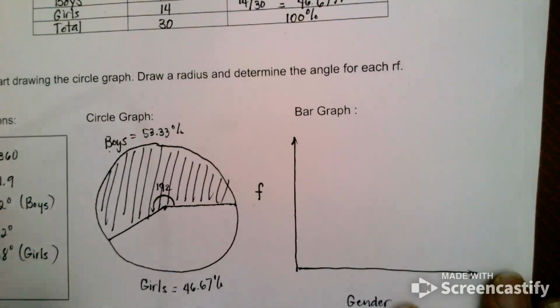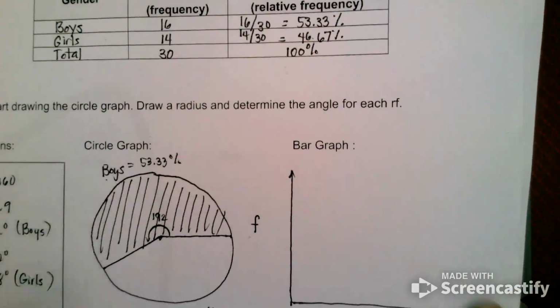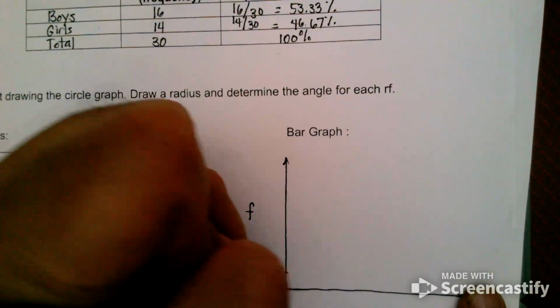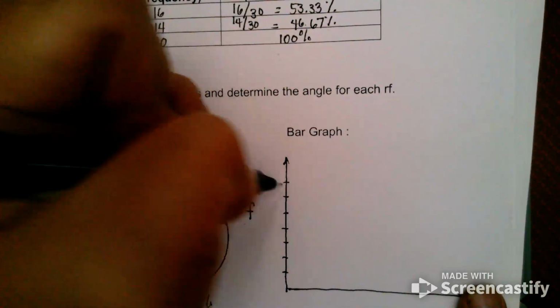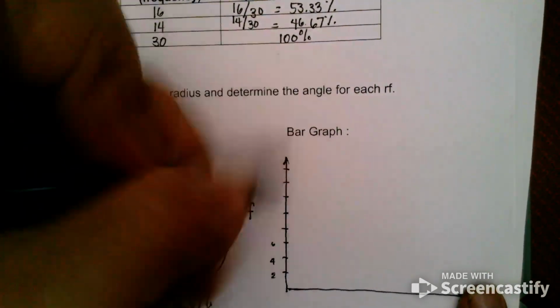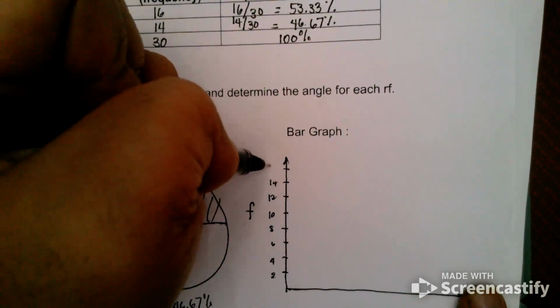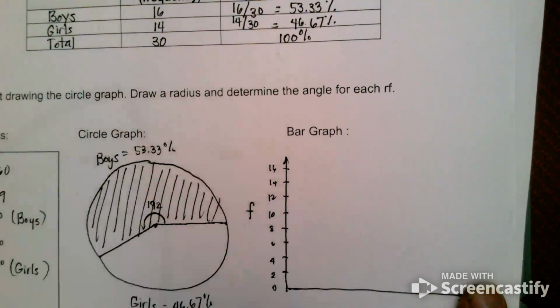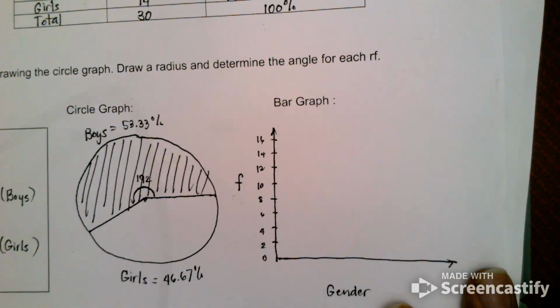Now, the highest frequency, if we look into here, the highest is 16. So which means we're going to do it 16. 2, 4, 6, 8, 10, 12, 14, and then 16. It always has to start with what? 0.